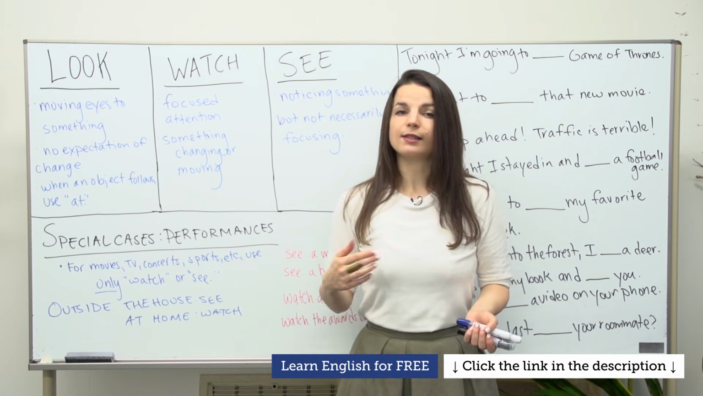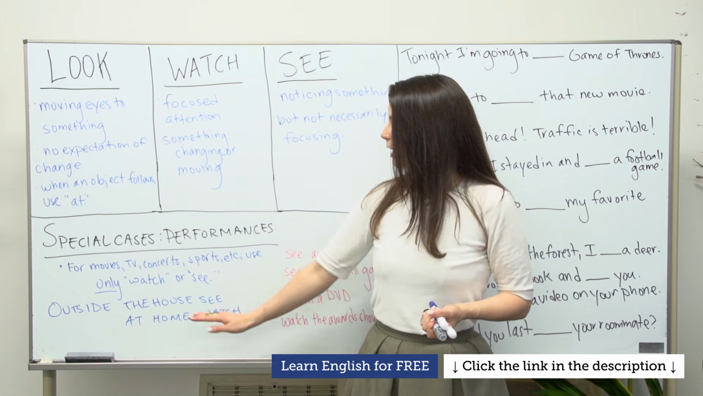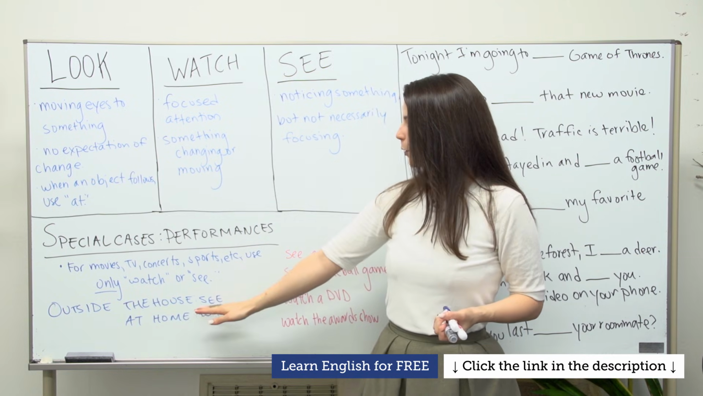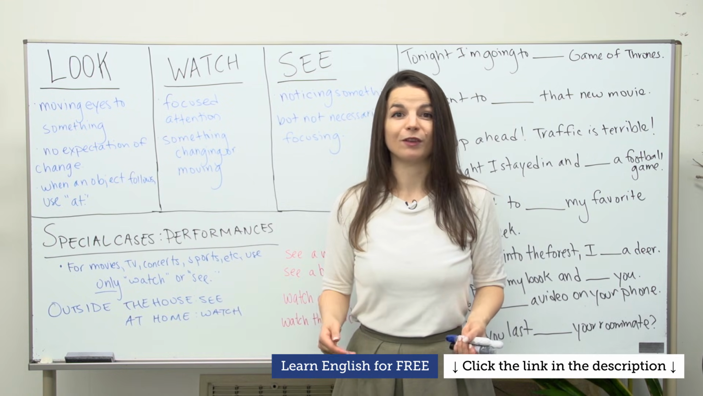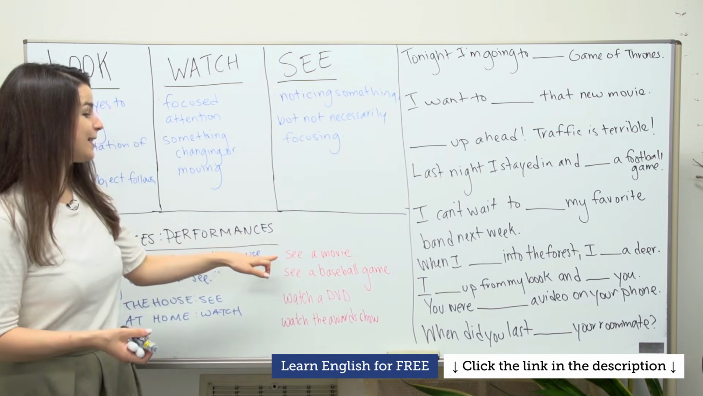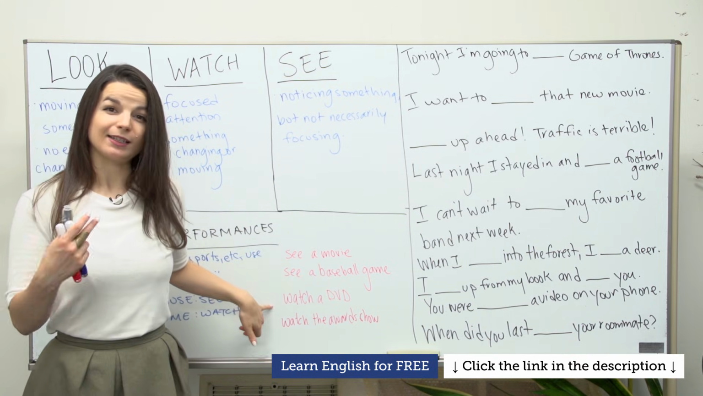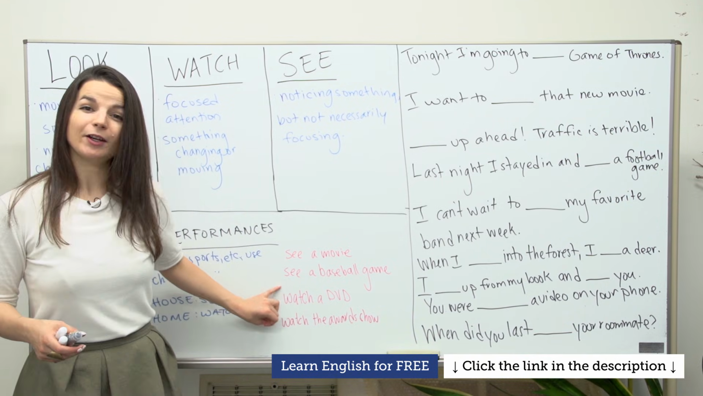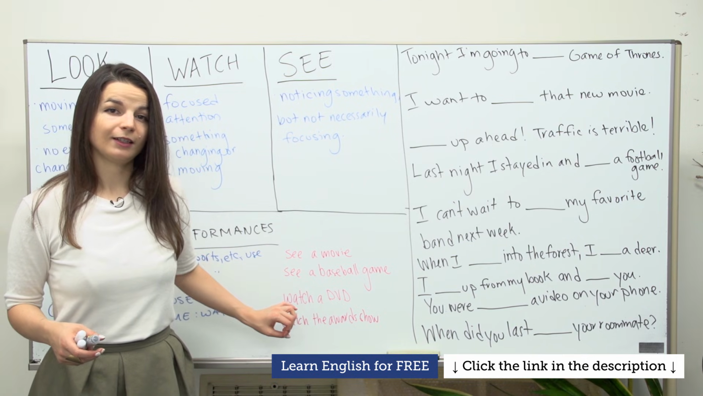If you're having trouble deciding when to use watch or see, a good rule or a good guideline is if it's something outside the house, something outside your home, your apartment, use the verb see. If you're at home doing something, like watching a movie, for example, use the verb watch. So for example, over here, you would see a movie in a movie theater, see a baseball game, watch a DVD at home, or watch the awards show at home. So these are at-home actions, and these are outside-the-home actions. So we use see and watch in these cases.